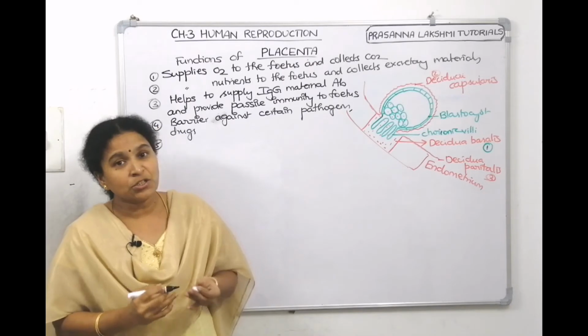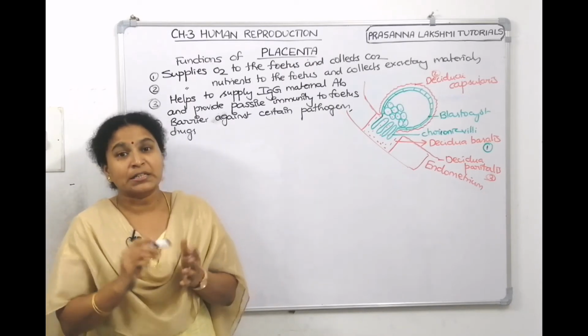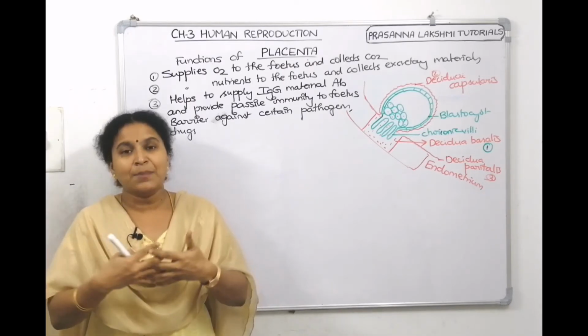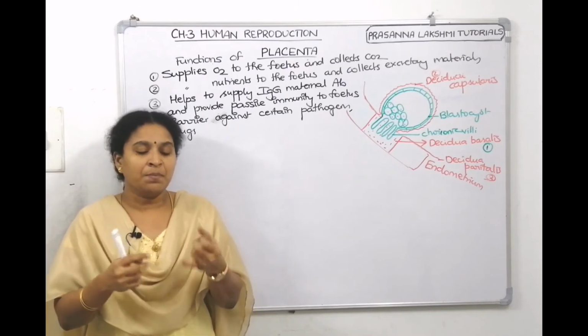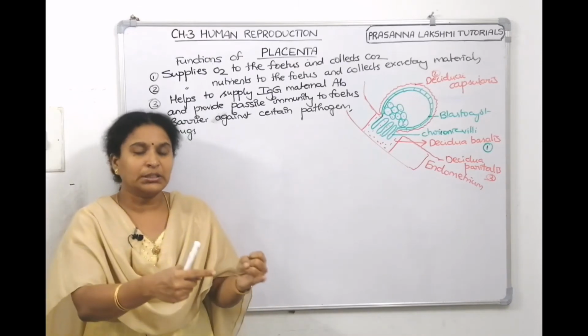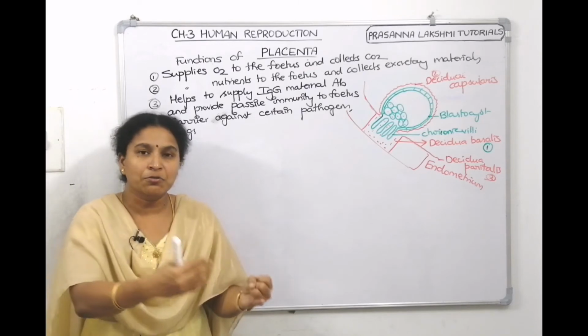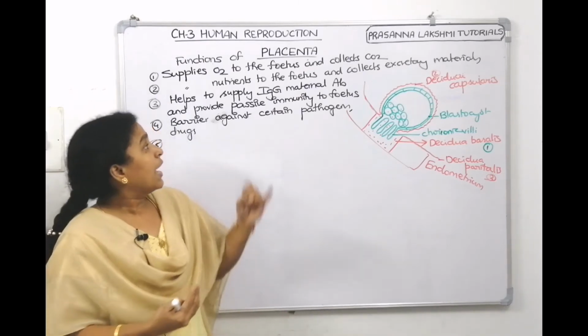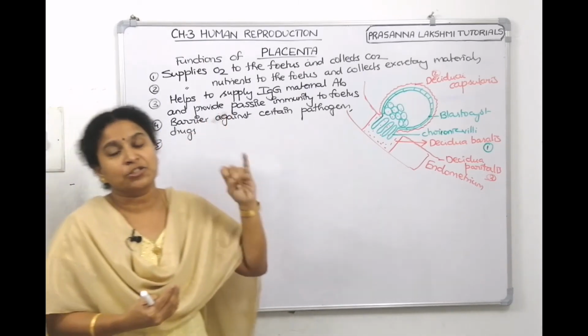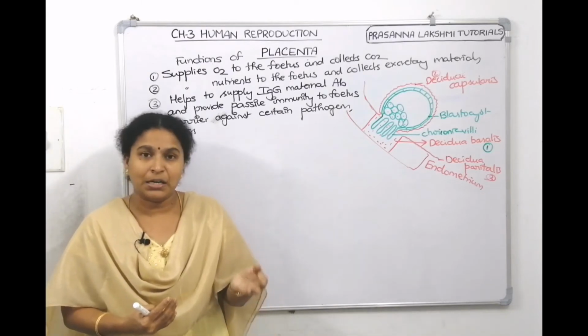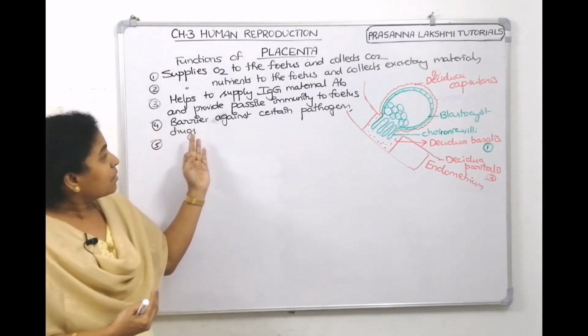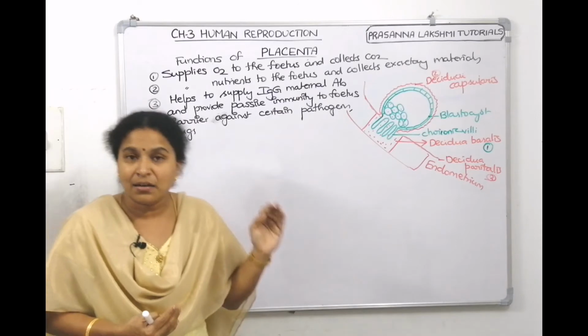Then what are the functions we are telling? It's a physical, mechanical tissue which helps in maintaining the pregnancy. It supplies oxygen, takes out carbon dioxide. It supplies nutrients, takes out excretory materials, and it helps in the passage of IgG antibodies, providing passive immunity. Then it acts as a barrier against certain pathogens and drugs.